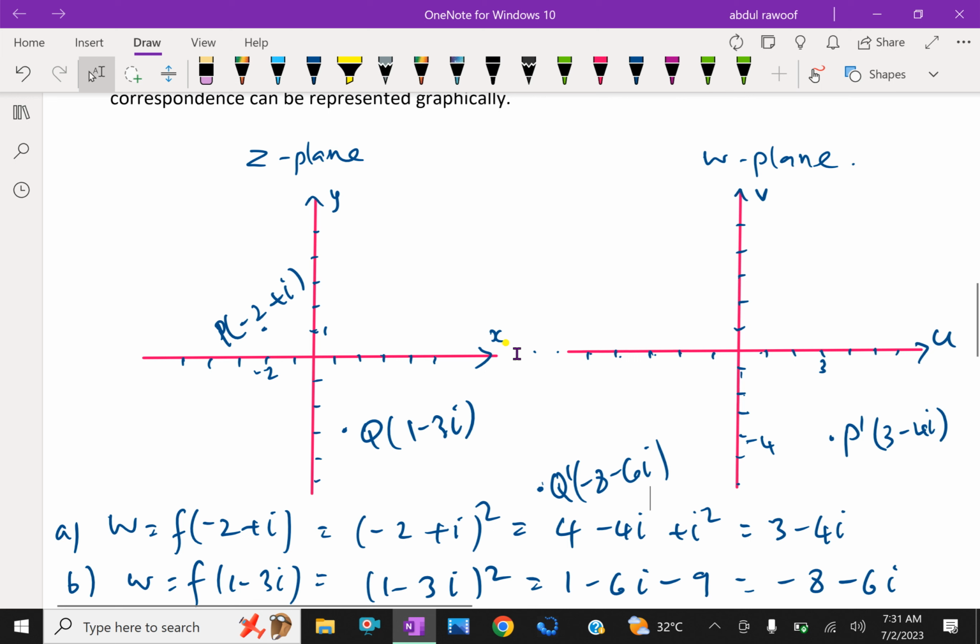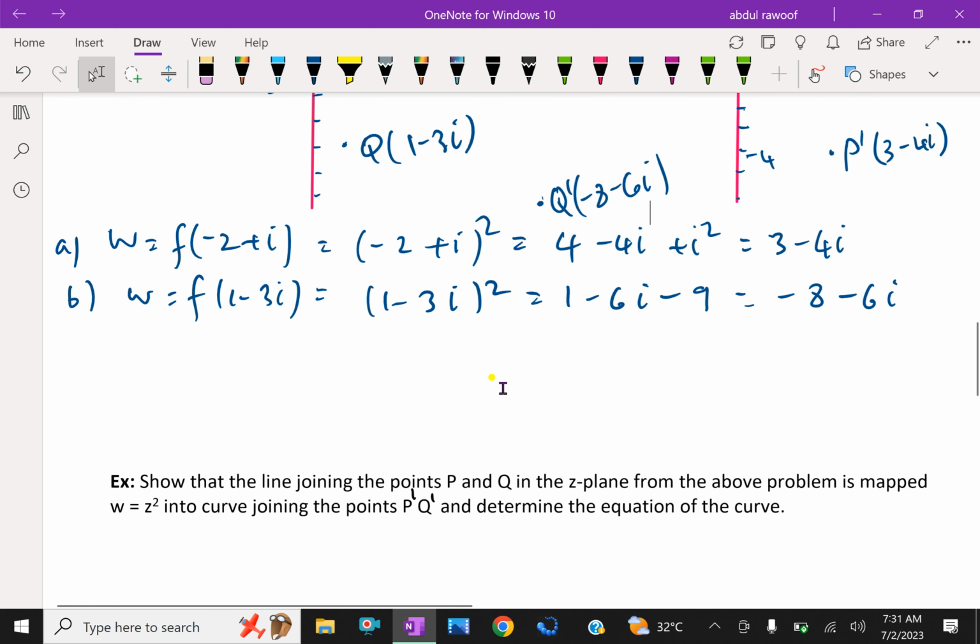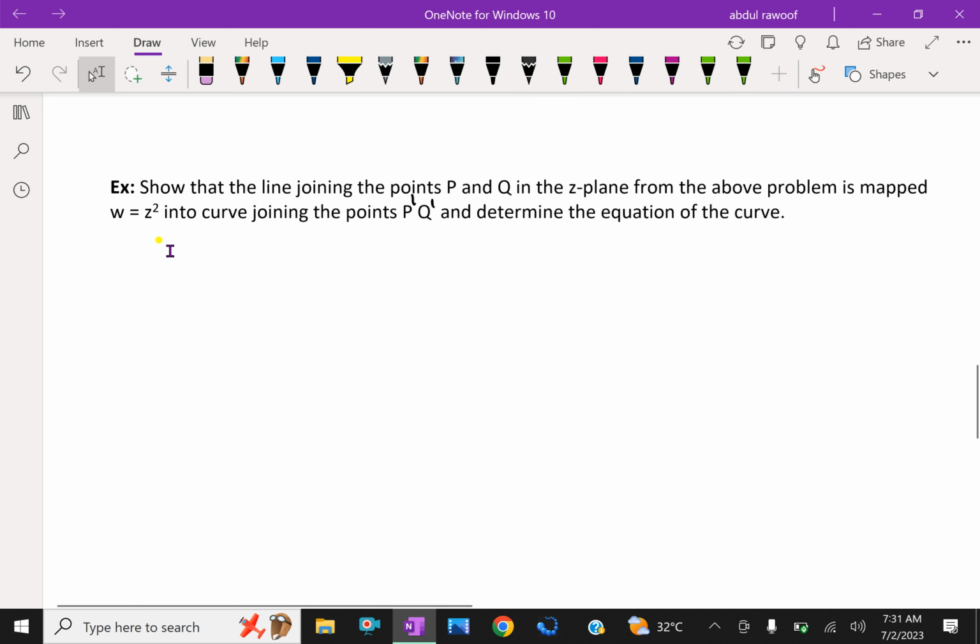Now we can see P dash is an image of P and Q dash is the image of Q. Now the second part of the question: show that the line joining the points P and Q in the z plane is mapped by w equal to z square into a curve joining the points P dash and Q dash, and determine the equation of the curve.